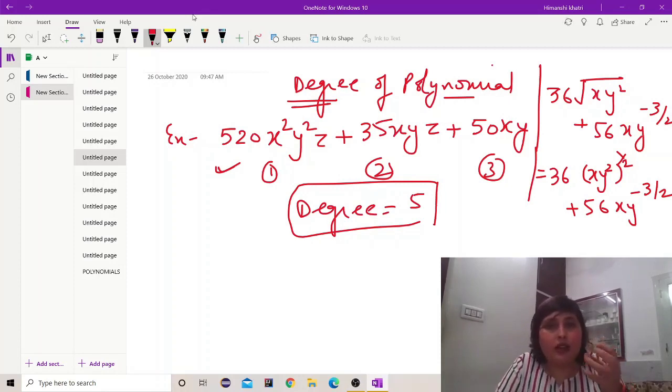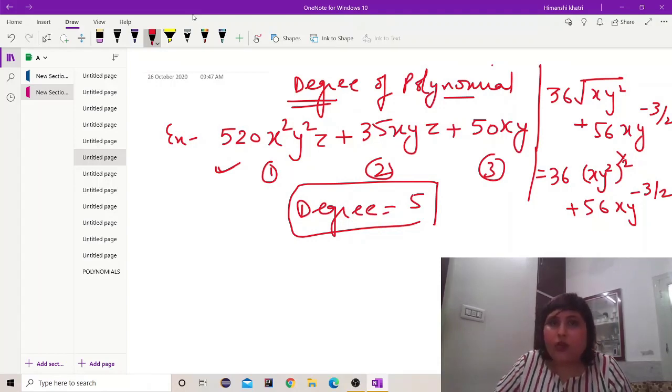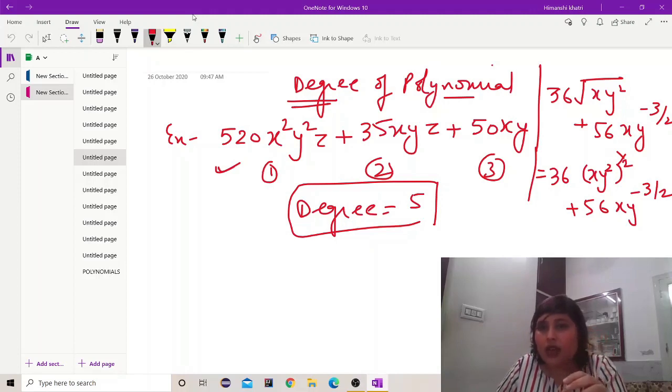Now I'll explain in a typical language, because we have understood in the easy language. Degree is what? It is the highest power of a variable in a term. So what is the highest power given here? Each term we have checked, we found the powers of variables we can add. So in the first term we have 5 variables, in our second term we have 3 variables, and in our third term we have 2 variables.